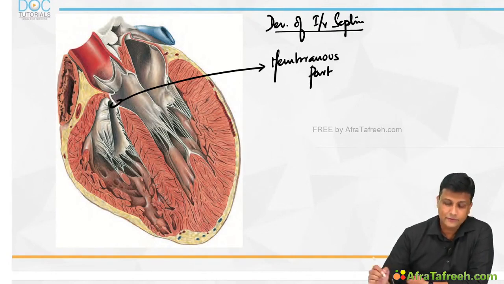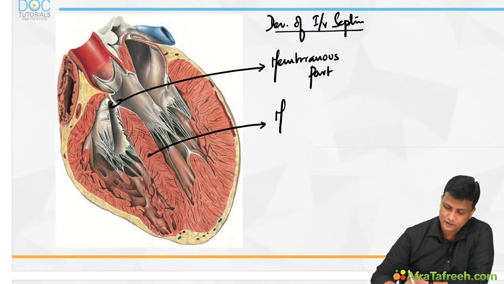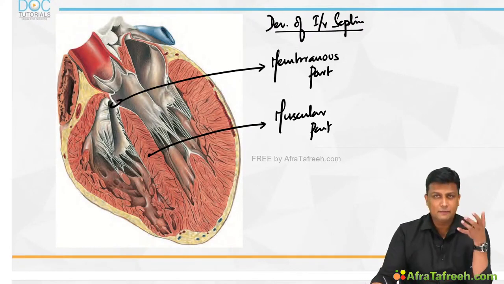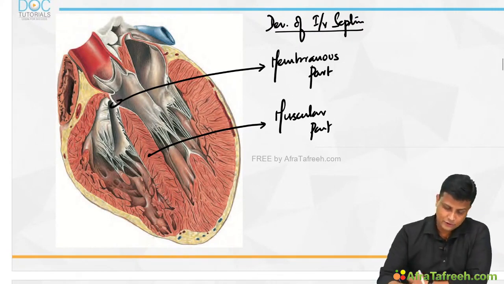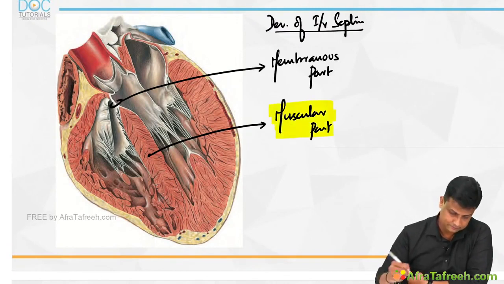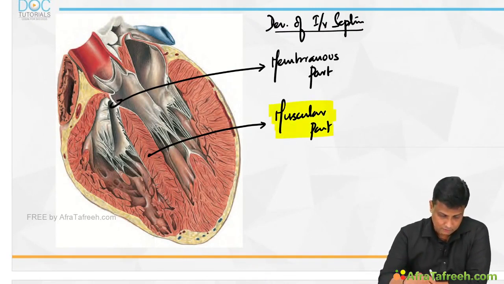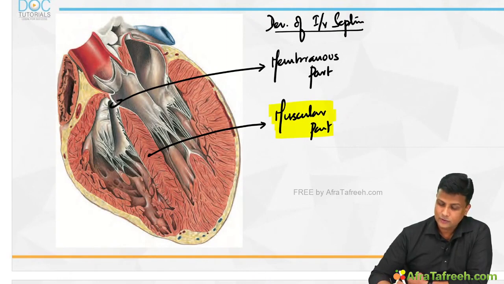That is the membranous part of the interventricular septum, and then this one here will be actually the muscular part. This is the muscular part of the interventricular septum, guys. So membranous part and then muscular part. So we need to now learn what each is derived from. Muscular part is very much easier, guys. The muscular part is the one which will be derived from where? From the cardiac muscles only.